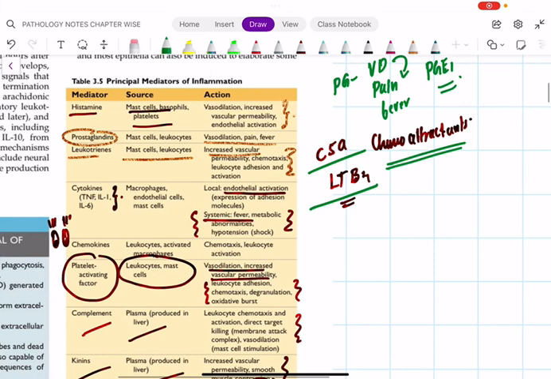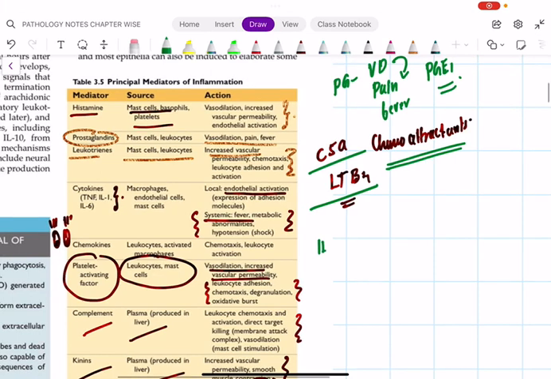Then we have cytokines like interleukin 1. Three cytokines you have to remember: interleukin 1, interleukin 6, and TNF, tumor necrosis factor. They are mainly produced from the macrophages. They also cause some systemic symptoms. I will come to the systemic effects of inflammation very soon. Then we have the platelet activating factor. As the name indicates, platelet, but it is not mainly produced from the platelets. Actually, it is mainly produced from leukocytes and mast cells. It also causes increased vascular permeability and vasodilation.